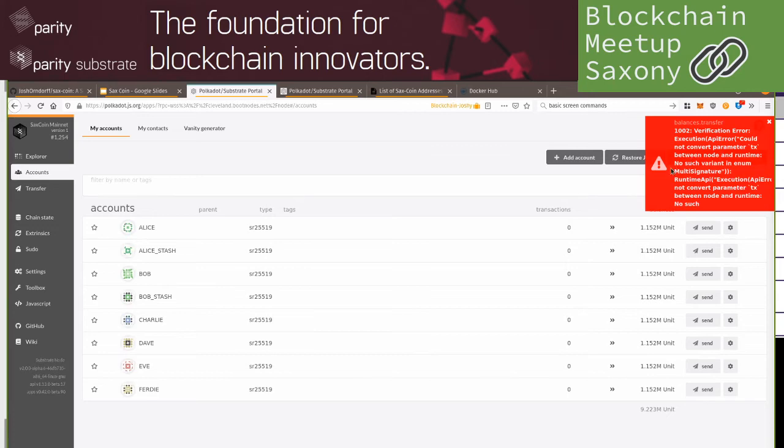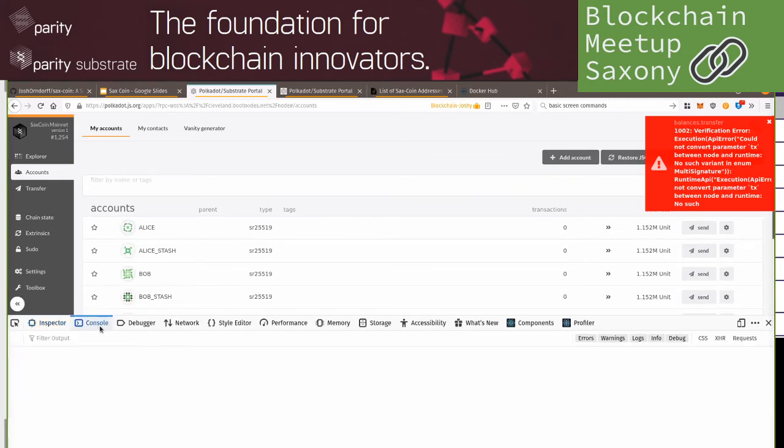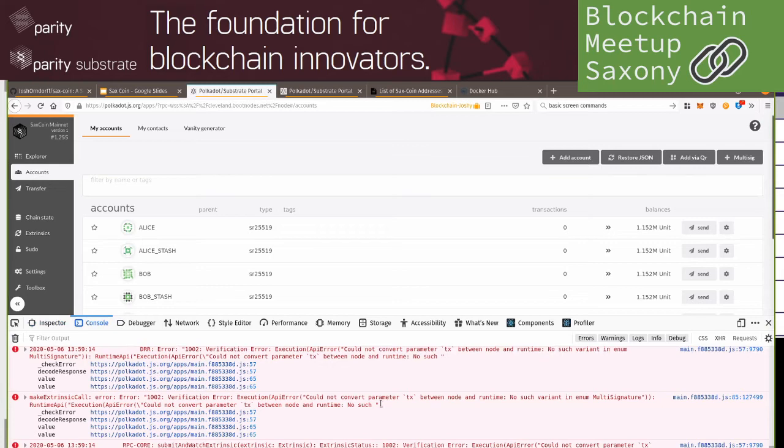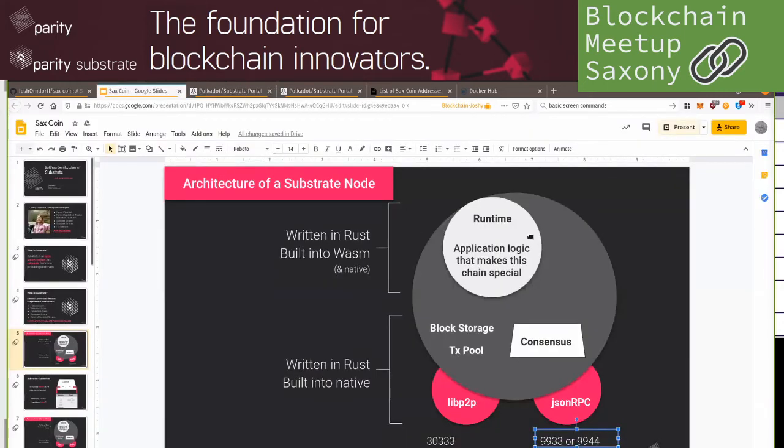The error message is: could not convert parameter TX, which stands for transaction, between node and runtime. And then it says, no such variant in enum MultiSignature. So let's talk a little bit about what that means, and then we'll try to dive a little deeper. On this architecture diagram, the entire thing is the node, and in the error message, it's referring to the node as being all of the parts of the node except for the runtime.